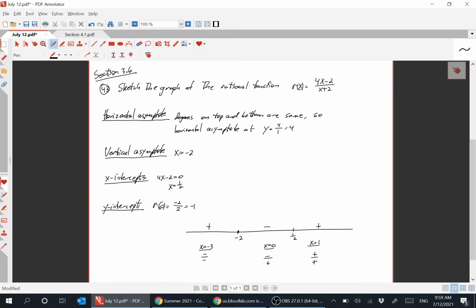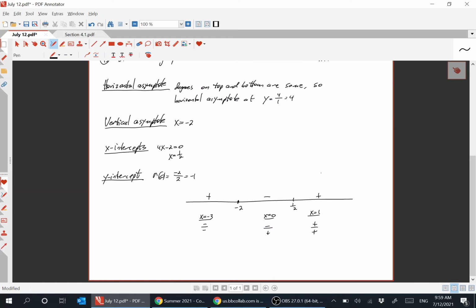So we've got all of these features for the graph of this rational function. Other than these features, the graph is nice and smooth and unbroken. Using that assumption and all of these features, we can get a nice sketch of what this graph looks like.